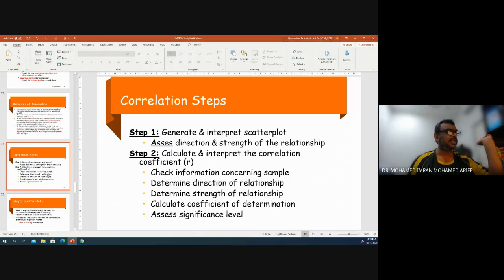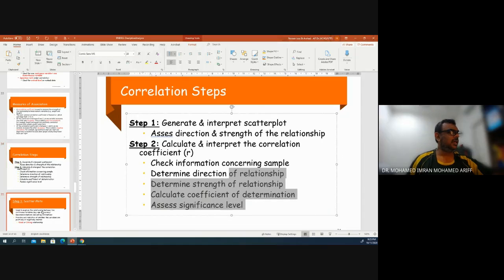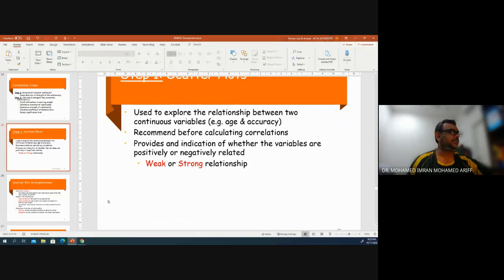Okay, so what are the steps? First, we have to generate something which is called the scatter plot. Step 2, we calculate and interpret the correlation based on this guideline. Allahu Akbar. Scatter plot ni apa pula?